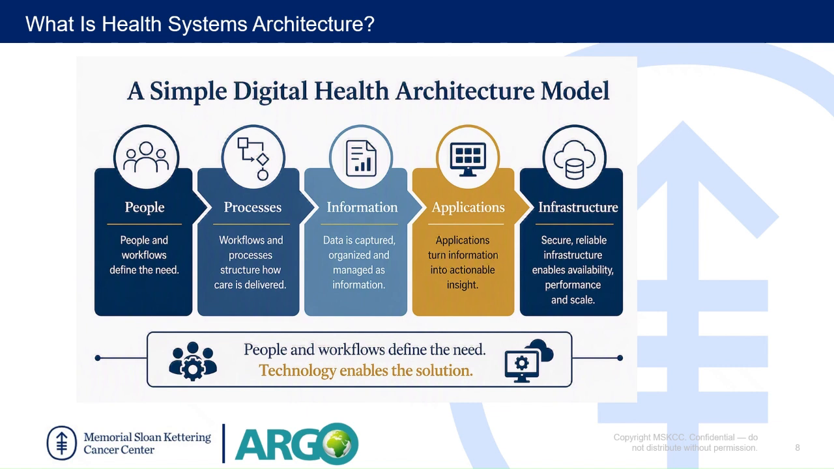Now the fourth layer is the applications. Only after understanding people, processes, and information do we select the appropriate digital tools. So first of all, you must understand the needs of the people who will use this and for what it will be used. You must understand the workflow that this supports, and you must understand the information that is being collected and processed with this digital tool. Then and only then can you ask, what is the best tool to do ABC?